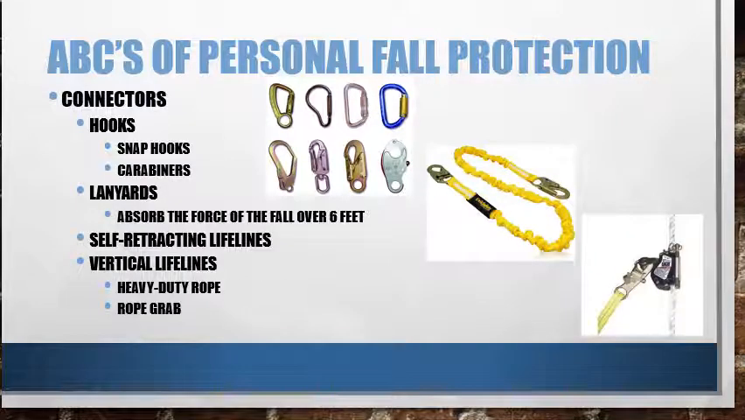The C of fall protection is your connector that connects to your D-ring. There are snap hooks and there are carabiners. There's also the lanyard that is a connector. It absorbs the force of the fall over a 6 feet area. It spreads out that force, so you're not just coming to an abrupt jerk at the end of your lifeline.